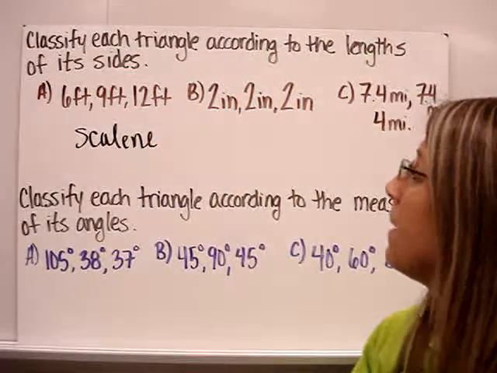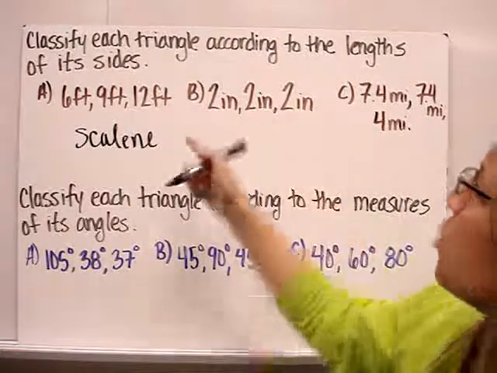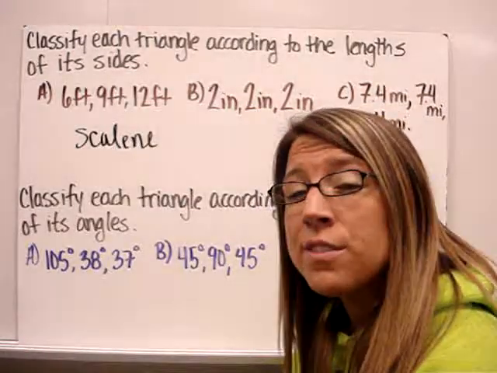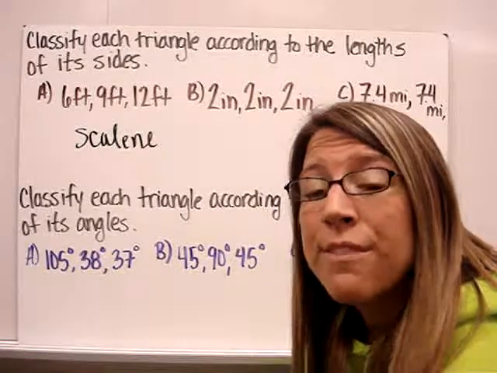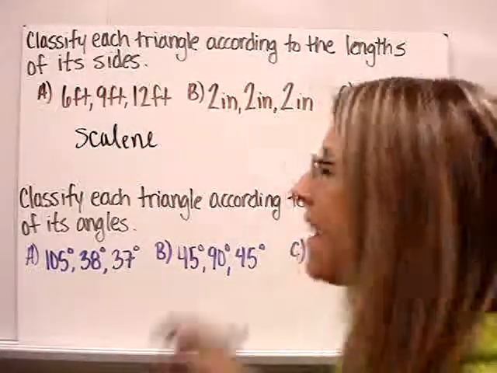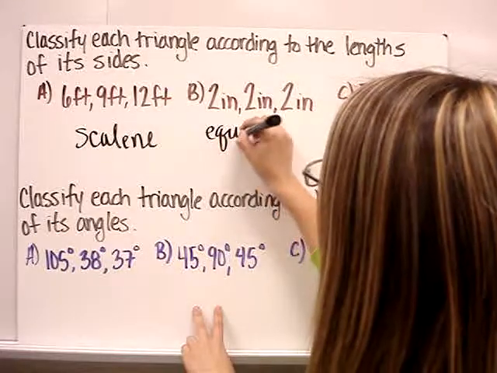In example B, all three sides are 2 inches. If every side of the triangle is the same, if they're all congruent, then that is an equilateral triangle.